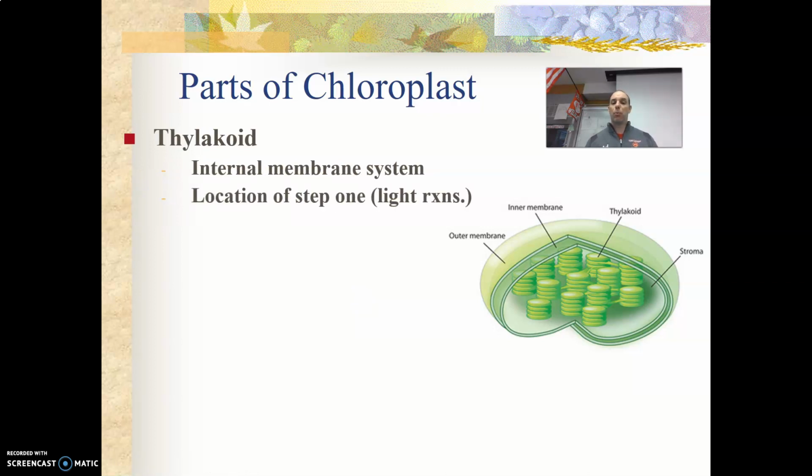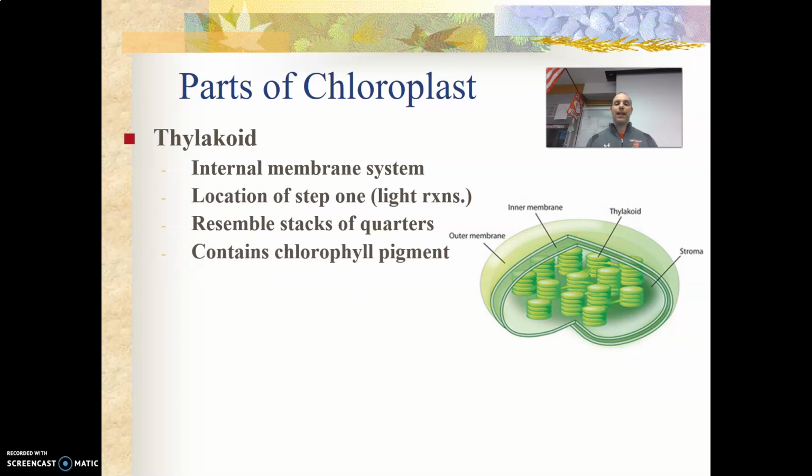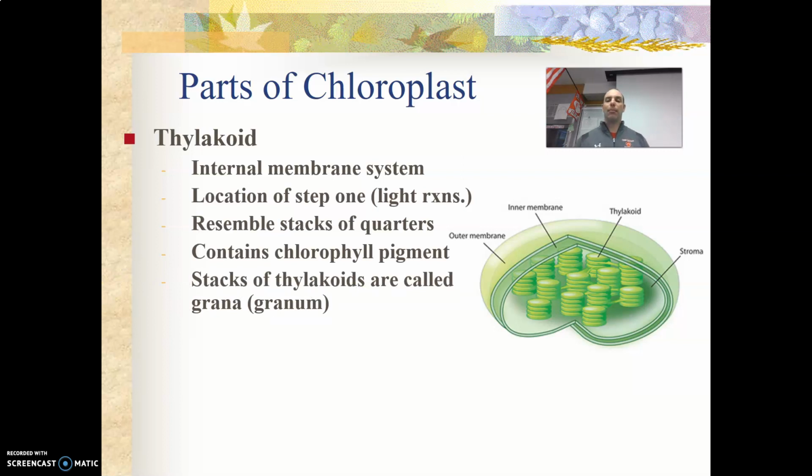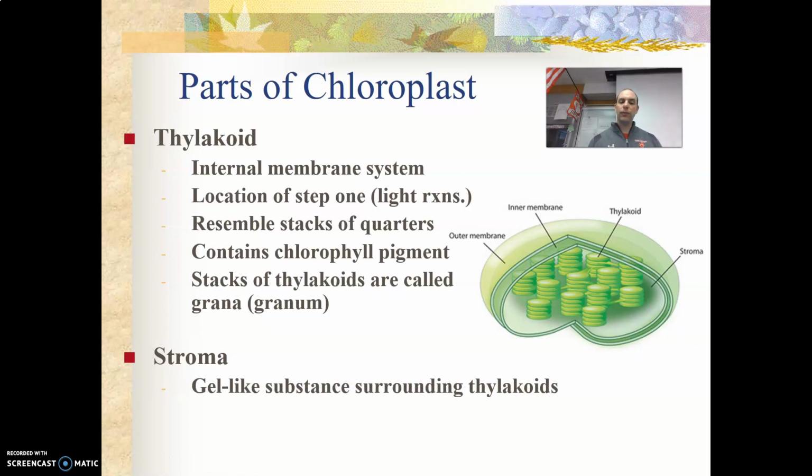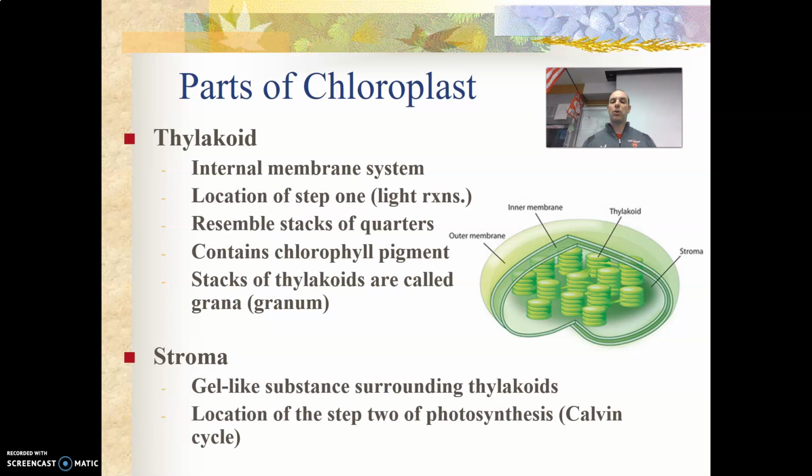Right, location of step 1 of photosynthesis called the light reaction. It resembles a stack of quarters and contains chlorophyll pigment. Stacks of thylakoids are called grana or granum, right? So one of them is a thylakoid, but the entire stack here is called grana or granum. The stroma is the second part. This is the gel-like substance surrounding the thylakoids. It's the location of step 2, or the dark reaction, or the Calvin cycle.